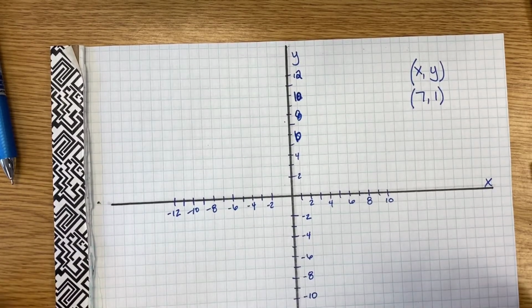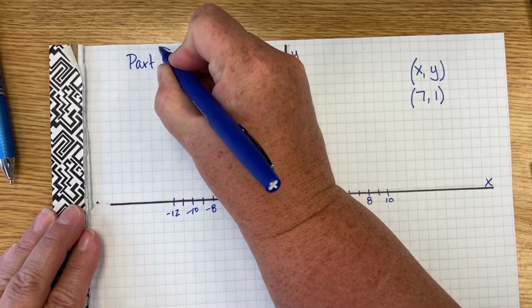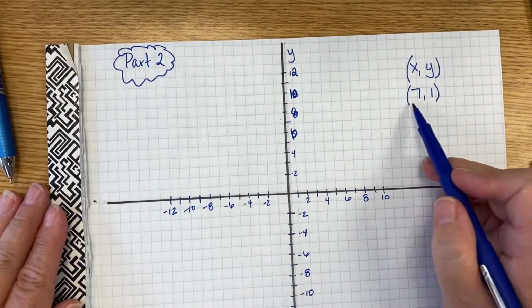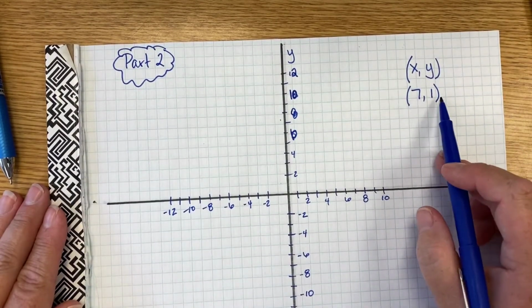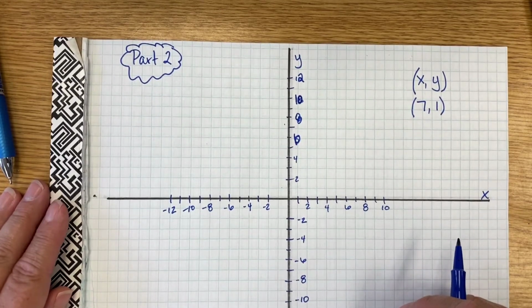Welcome back. This is part 2 of our notes. And so I want to show you the difference when we have a coordinate pair that would be 7, 1, and then we're going to flip-flop that and show the difference so that you can see that.